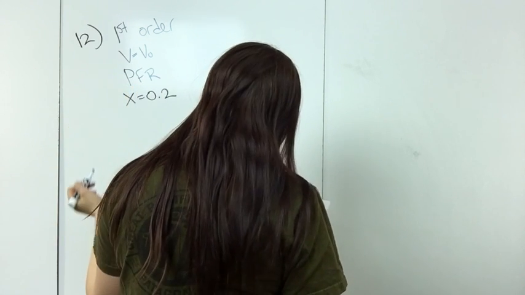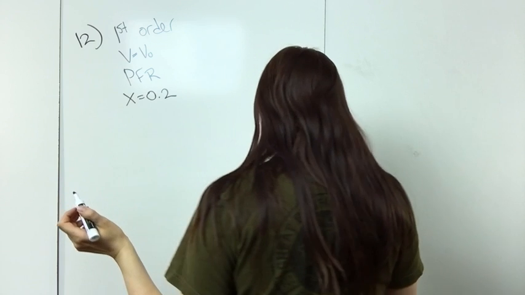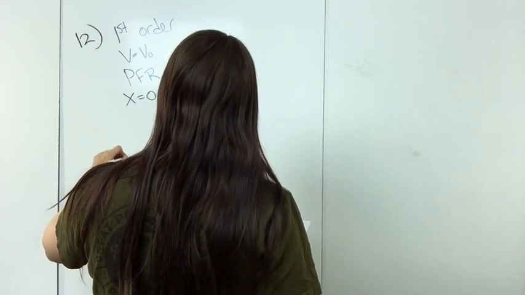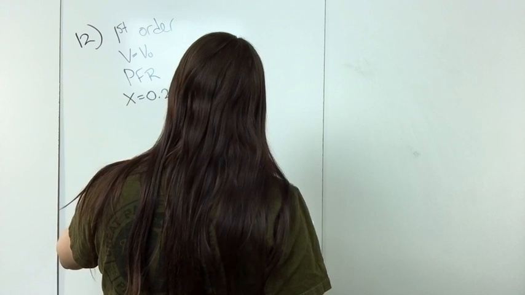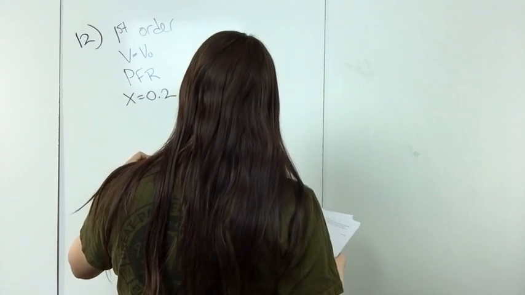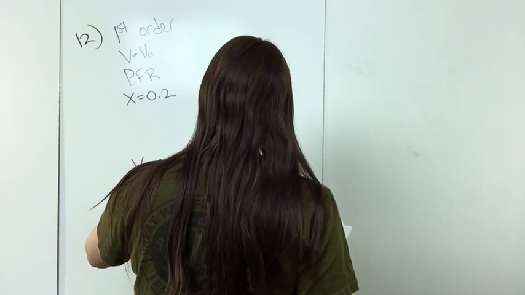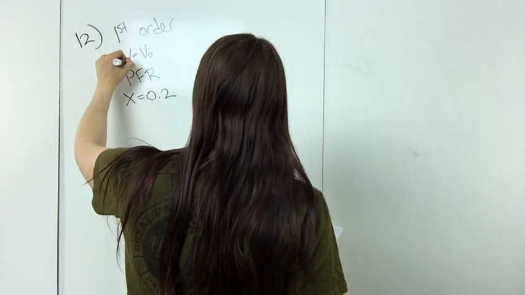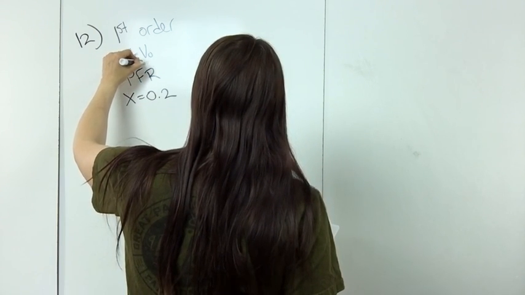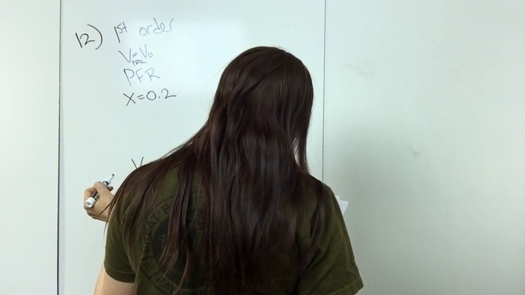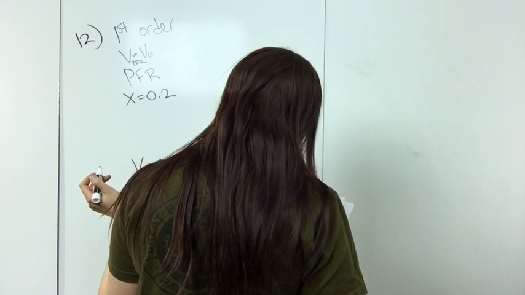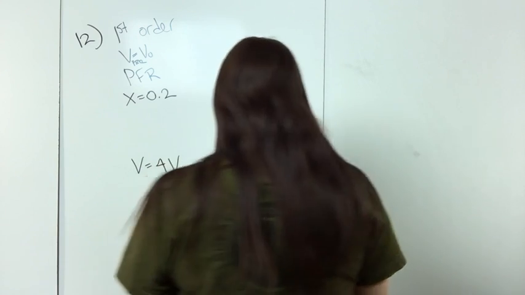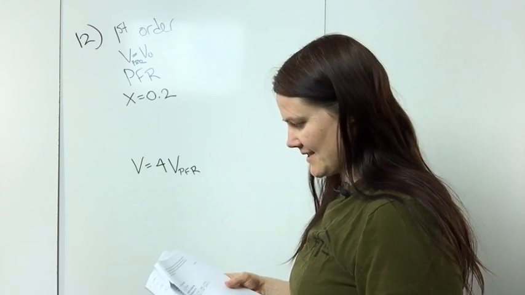And then it says the engineer realizes that he has 4 times the size of reactor available. So he has another reactor that's 4 times the volume of the PFR. So I'm just going to say 4 times the volume of the PFR, so 4 times the size of the reactor available, but some mixing is essential.